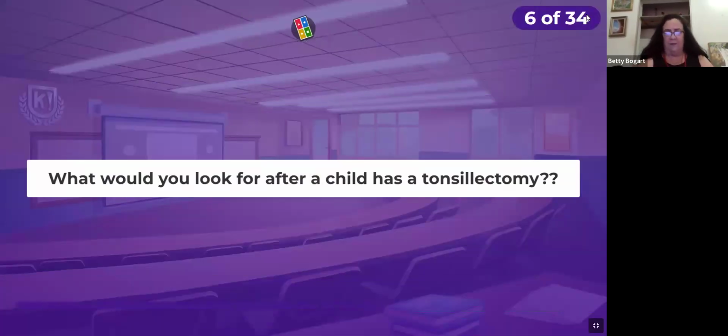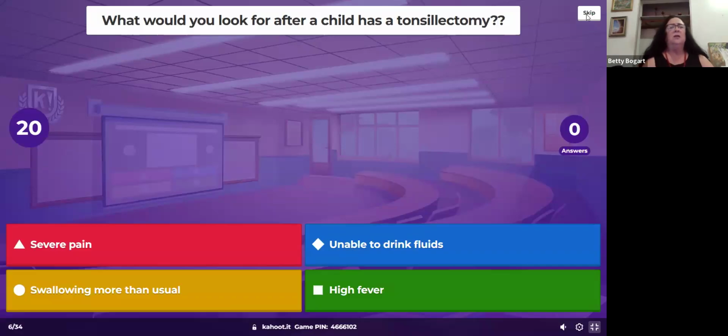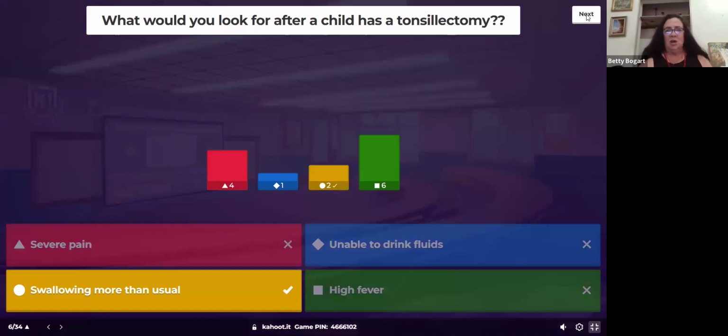What would you look for after a child has a tonsillectomy? What's your biggest concern? Just got the kid out of the OR, status post tonsillectomy. Once the child comes out of the OR, usually they don't have pain yet. Today they numb the area so much you don't feel it that much till the next day. Our biggest concern with tonsillectomies is bleeding.